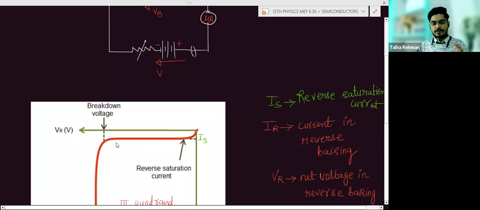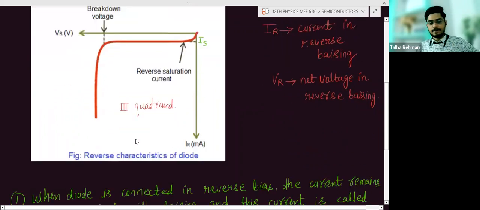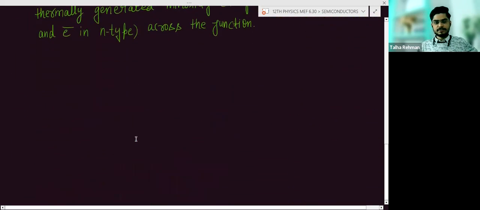After a certain voltage, that is known as the breakdown voltage. Basically, this is known as the Zener breakdown voltage. So you can say breakdown voltage. Suddenly the current will increase.